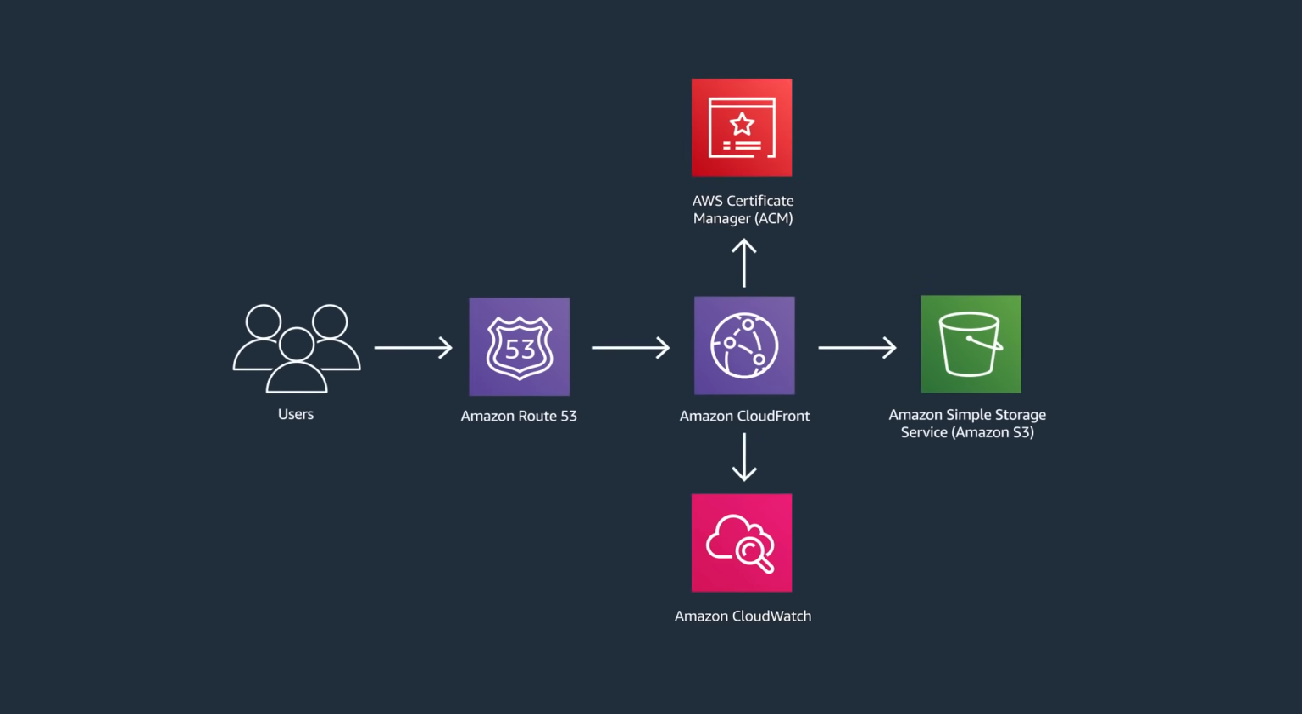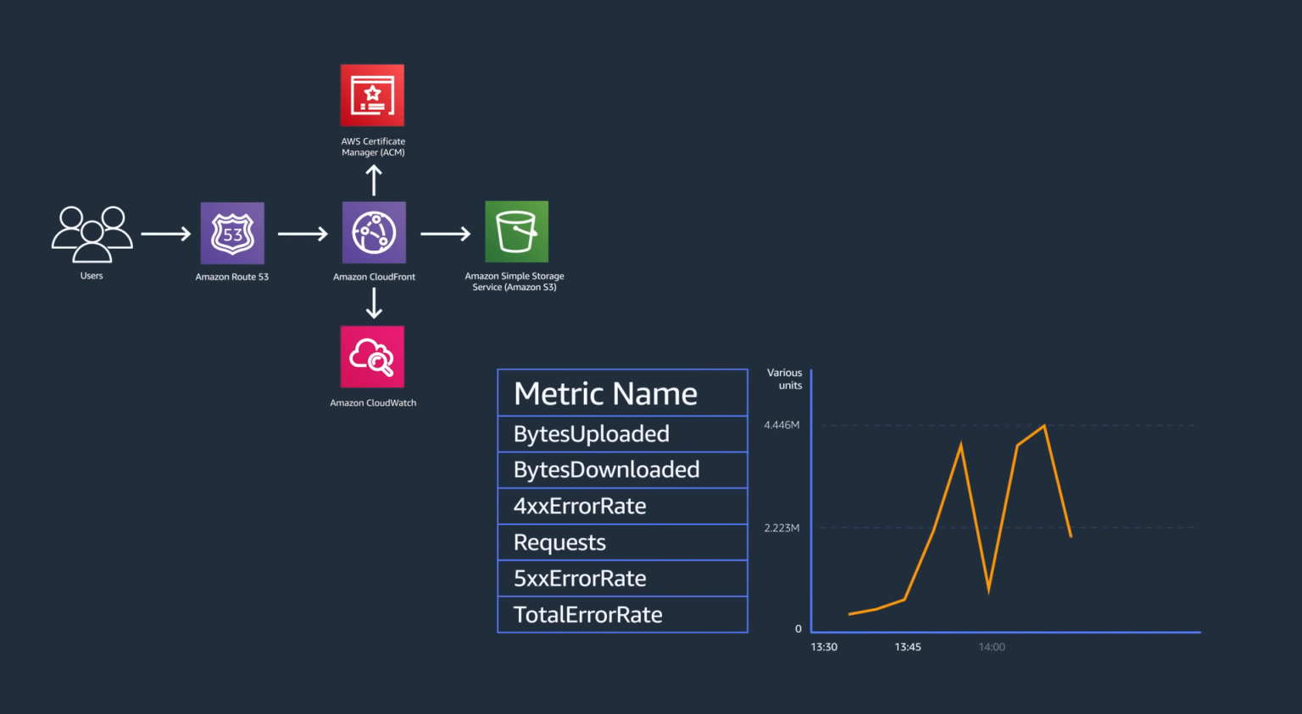Lastly, observability is key to running any software applications, and a static website is no exception. CloudFront publishes a number of operational metrics to CloudWatch, such as the rate of 500 errors and the total number of requests received. Using these metrics, you can create a CloudWatch alarm to alert yourself when something has gone wrong. For example, alerting you when there's an unusually high number of 500 errors.